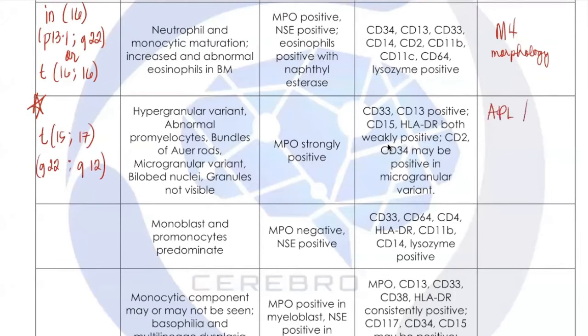Ano ba si APL? Ito yung ating M3 in the FAB classification, that is acute promyelocytic leukemia. Okay, acute promyelocytic leukemia. So kung meron tayong mga tatandaan dito, guys, yung bundles of Auer rods that are often seen inside your promyelocytes, yan yung tinatawag natin na faggot cells. And this is also the type of AML that is most associated with DIC, disseminated intravascular coagulation.